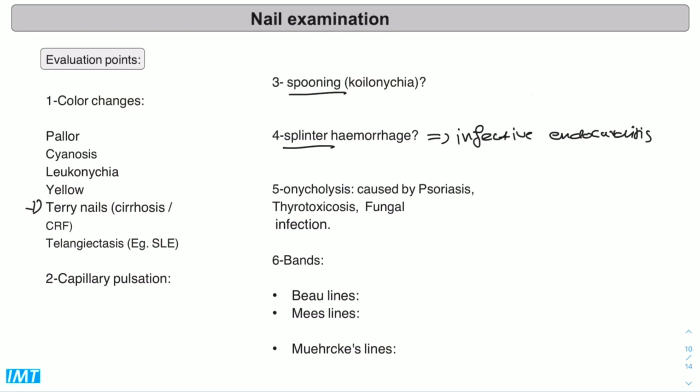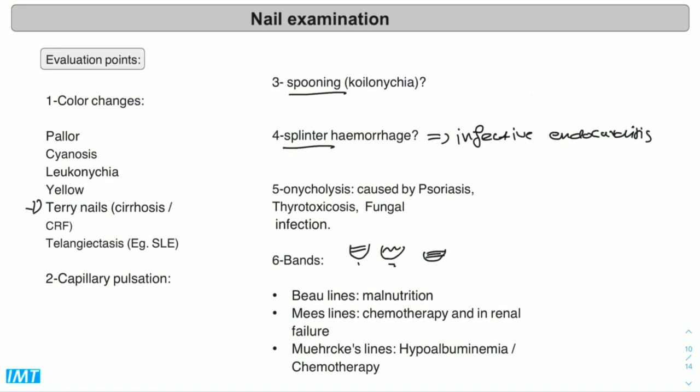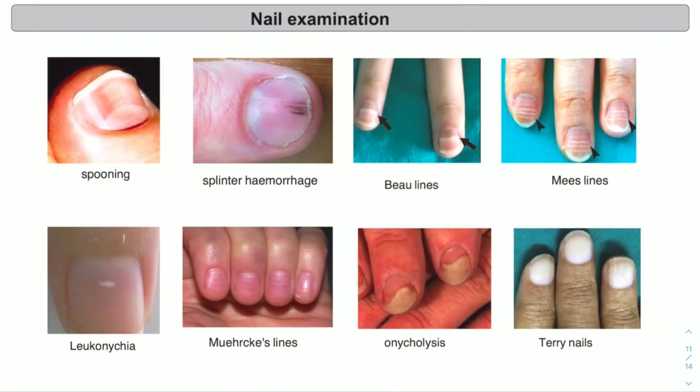Now, bands. What do we mean by bands? Bands are lines that are present on the nails. Okay? So 1, 2, and 3. We have Beau's lines. They can be seen in malnutrition. We have Mees' lines. They can be seen in chemotherapy and in renal failure. And we can see Muehrcke's lines, I hope I pronounced it correctly, that can be seen in hypoalbuminemia and in chemotherapy.